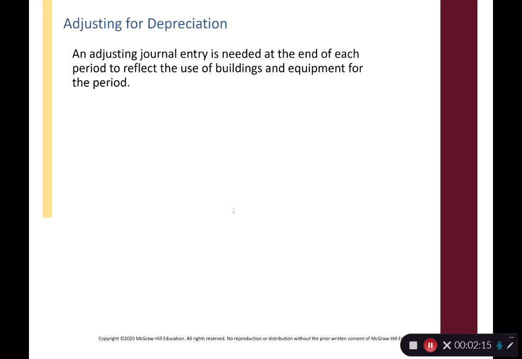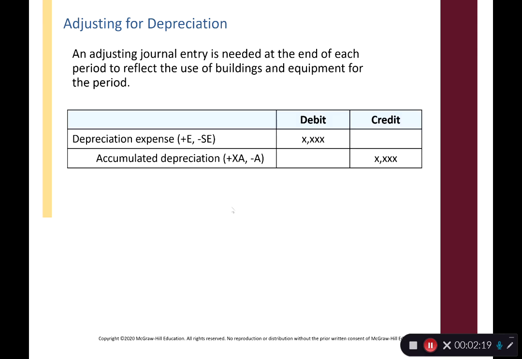How do we record depreciation? Well, we learned this when we did adjusting entries. We're going to increase our depreciation expense and our related contra account. The effect on the accounting equation is going to look like this. Depreciation expense goes up, which makes net income and equity go down, and then our assets go down. The accumulated account is actually going up, but because it's a negative asset, it makes assets go down.